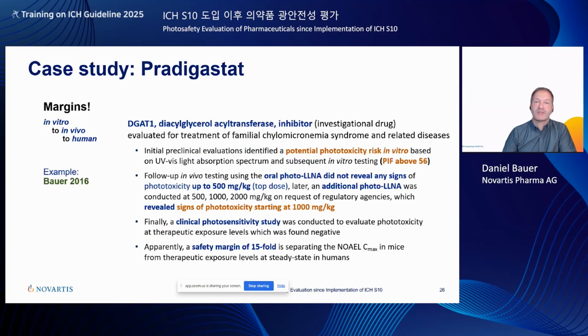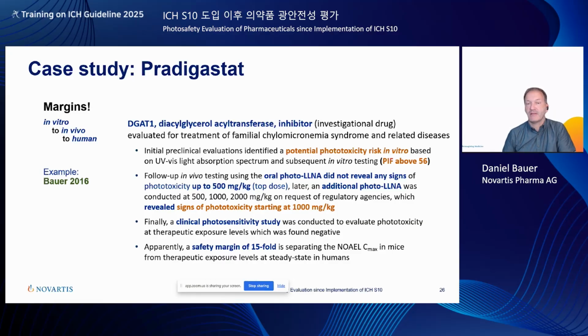The other case study, which will show up on a figure on the next slide, is pradigastat. It is an investigational drug from Novartis for the cardiovascular area. Like vemurafenib before, it had a high PIF value. An animal test was triggered, and initially this test was negative up to 500 mg per kg, the top dose which was chosen initially. But looking at clinical development and the high doses used in the clinic, we decided to go higher in another study. And we figured out at 1,000 it's positive in animals. So the NOAEL remained to be 500.